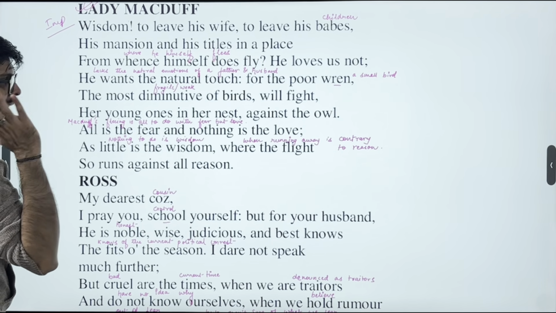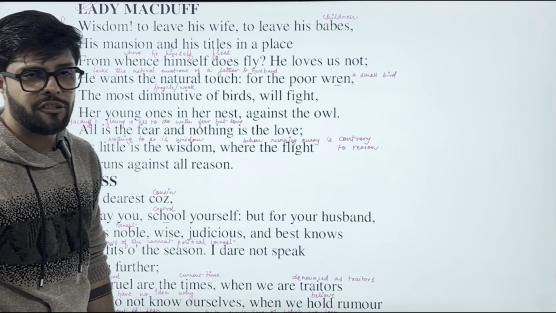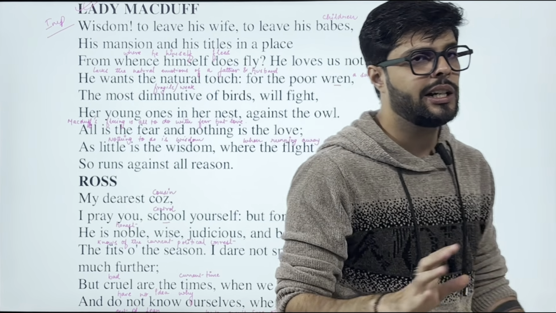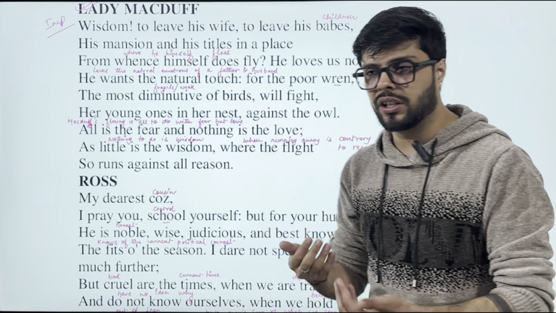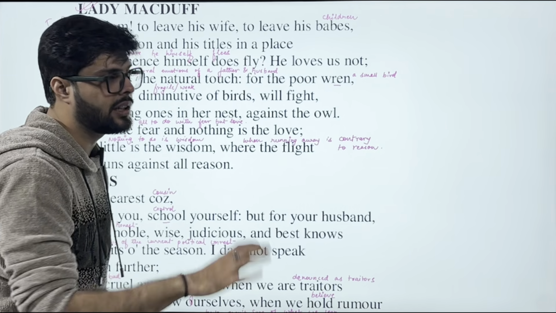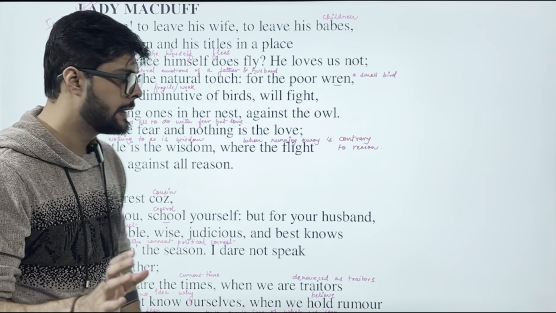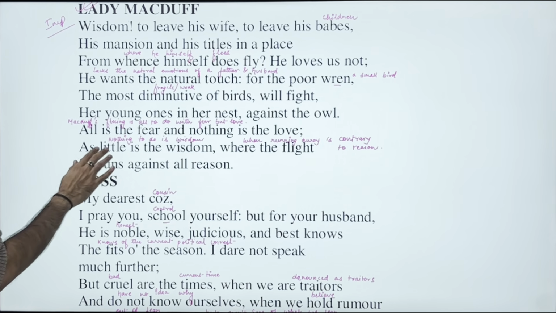So she just directly concludes by saying that all is fear and nothing is love. Whatever Macduff, my husband, has done, he has done it out of a sheer fear, his terror. He is afraid of the current political chaos that is there in Scotland, and he has done nothing out of his love. As little is the wisdom where the flight so runs against reason.